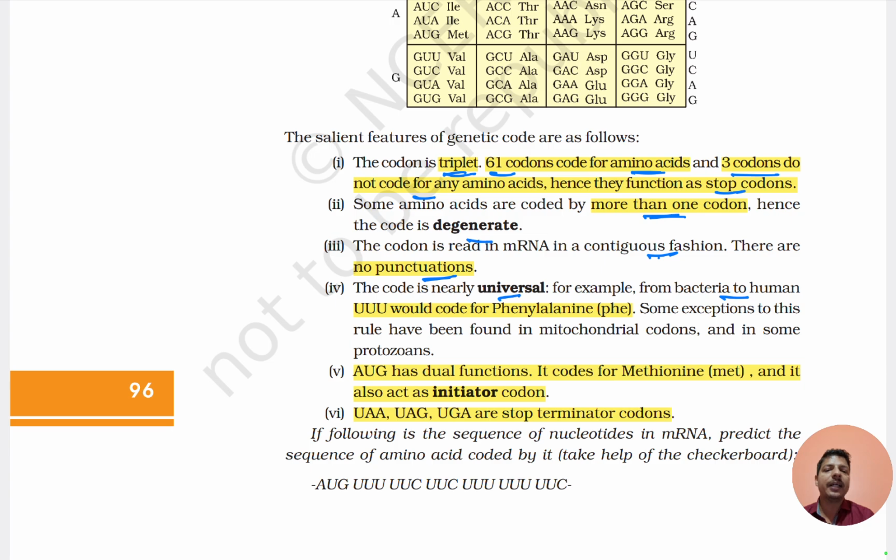For example, from bacteria to human, UUU would code for phenylalanine. Some exceptions to the rule have been found in mitochondrial codons and in some protozoans. AUG has dual function. It codes for methionine, and it also acts as the initiator codon. And UAA, UAG, UGA are the stop or terminator codons.